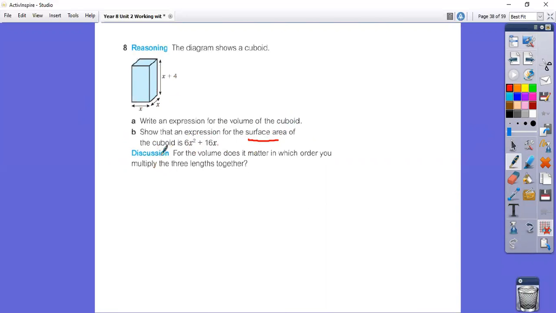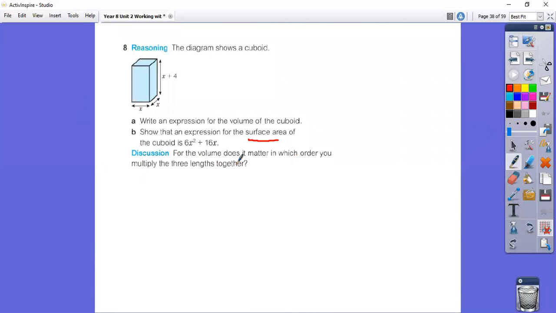And then the discussion part is for the volume, doesn't matter in which order you multiply the three lengths together. So would it make any difference if I did this times this times this, or if I did this times this and multiplied by this? So does it make any difference? Okay, so that was part A and B.